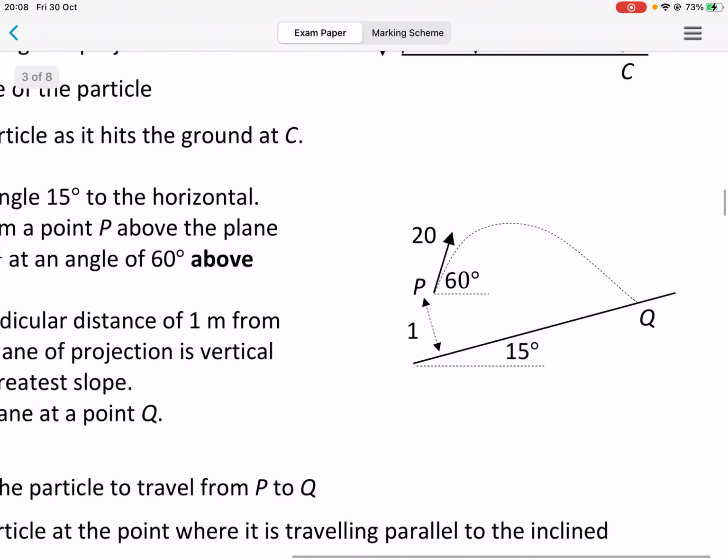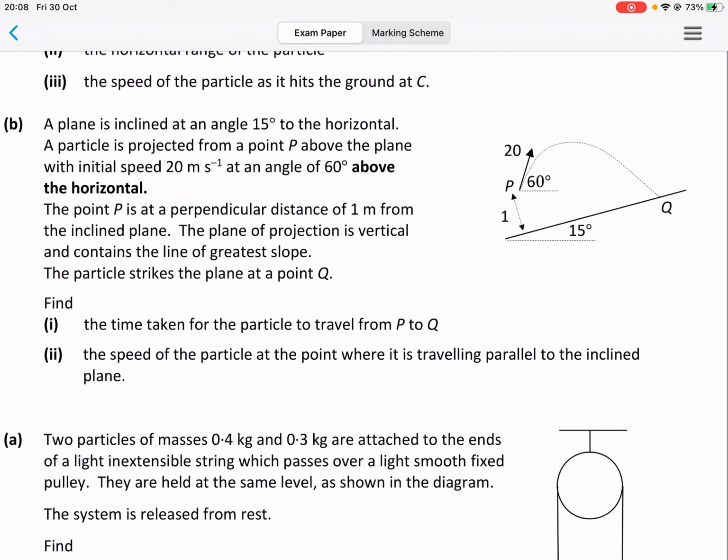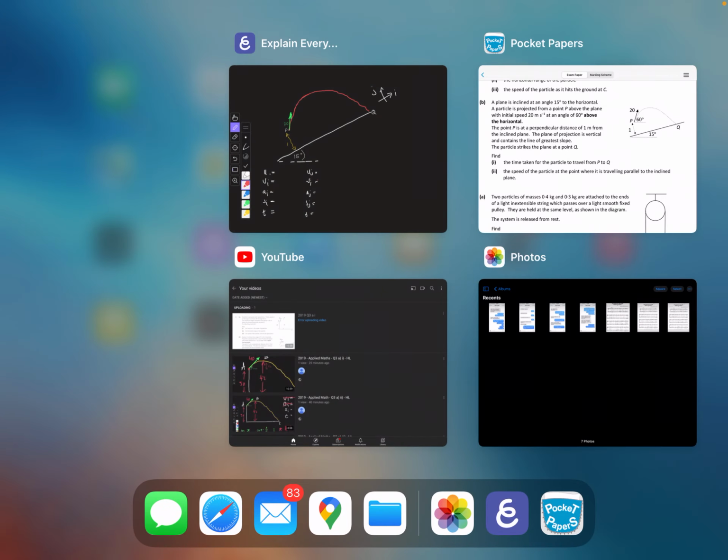I'll make a video about this at some point, but this statement is pretty much everywhere. Don't worry about it, just ignore it. The particle strikes the plane at point Q. Find the time taken for the particle to travel from P to Q.